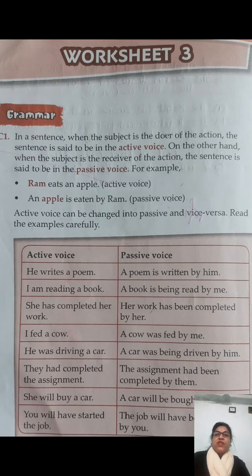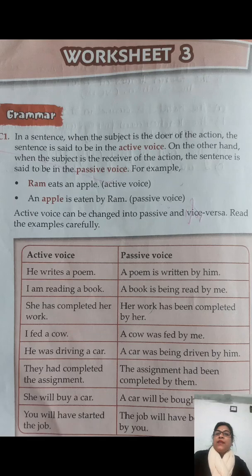So this worksheet deals with active and passive voice and how active voice can be changed into passive voice. So in a sentence, when the subject is the doer of the action, the sentence is said to be in the active voice. That means the active voice describes a sentence where the subject performs the action stated by the verb. It follows a clear subject plus verb plus object.